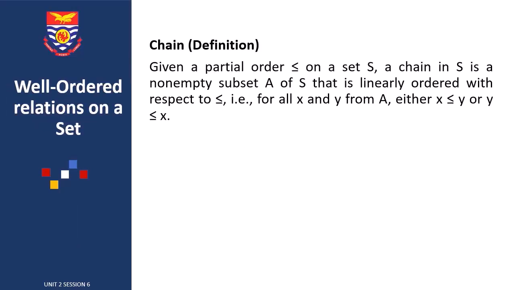Before we look at well-ordered relations on a set, let's look at what a chain means. Given a partial order relation on a set S, a chain in S is a non-empty subset A of S that is linearly ordered with respect to the order relation. That is, for all X and Y from A, either X relates to Y or Y relates to X. And that is what we call a chain.